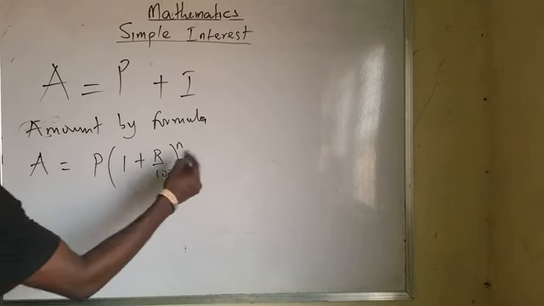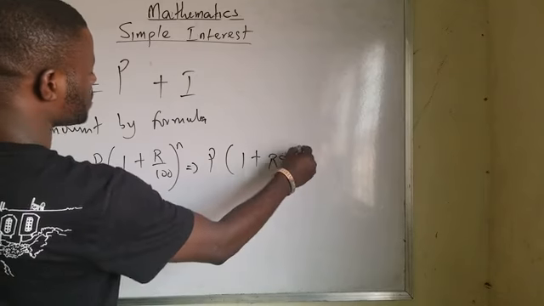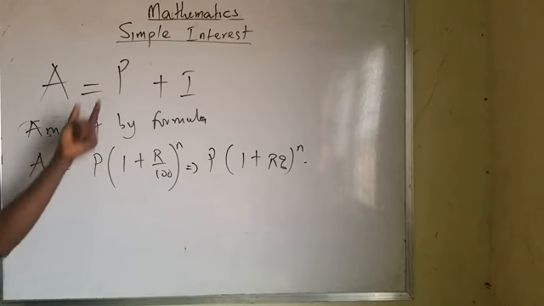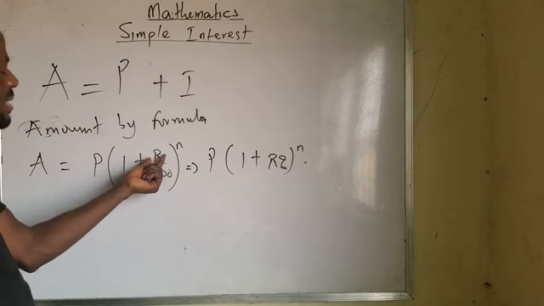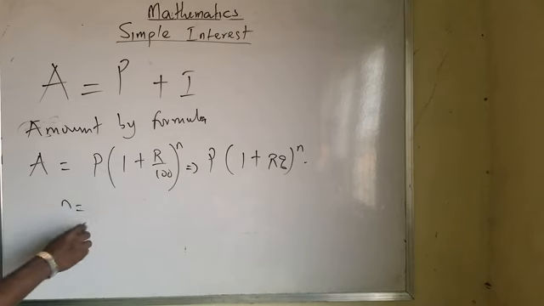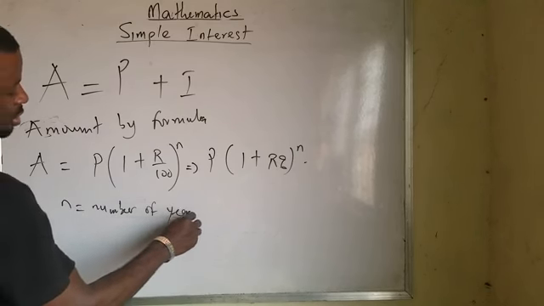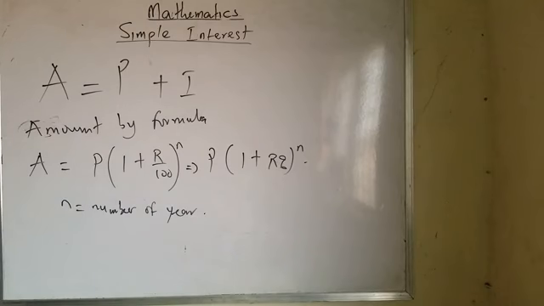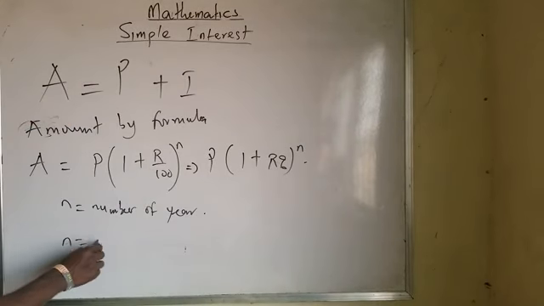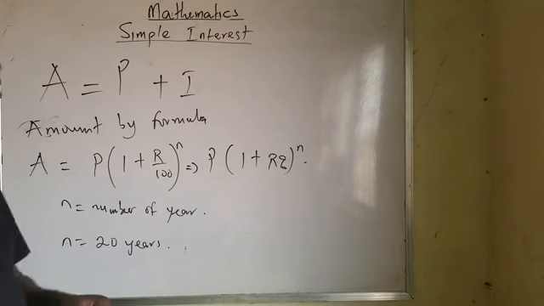It's also the same thing as principal times 1 plus R% bracket, to the power of n, which is also the same thing. Note that this is our principal, this is our 1, this is called the rate, and n is the number of years. If my n is 20, it means 20 years. That's all about that.